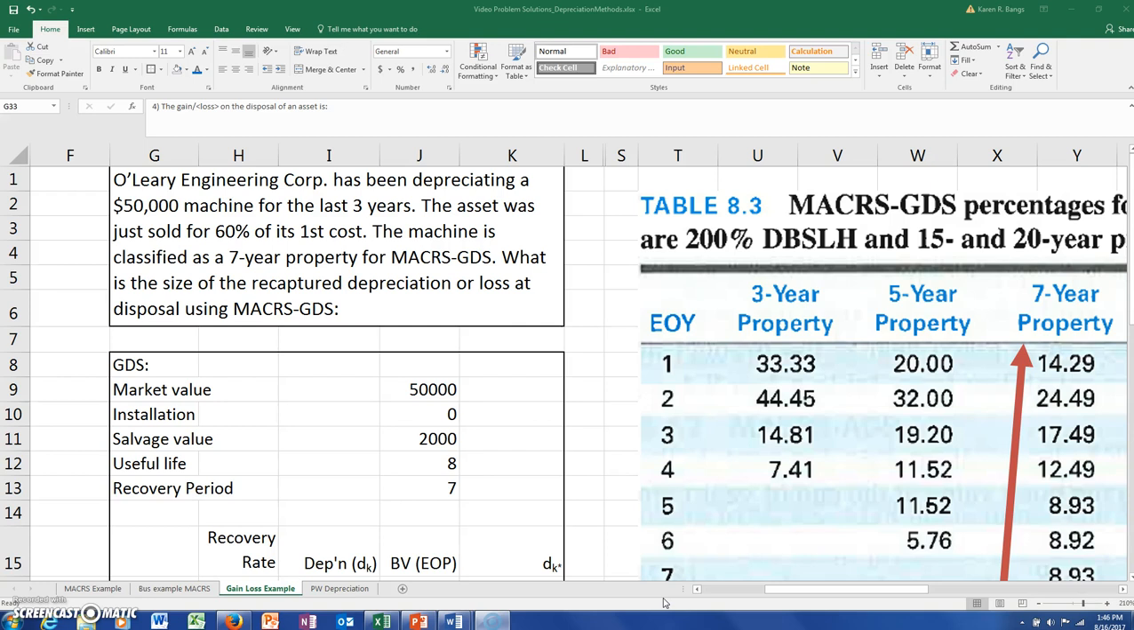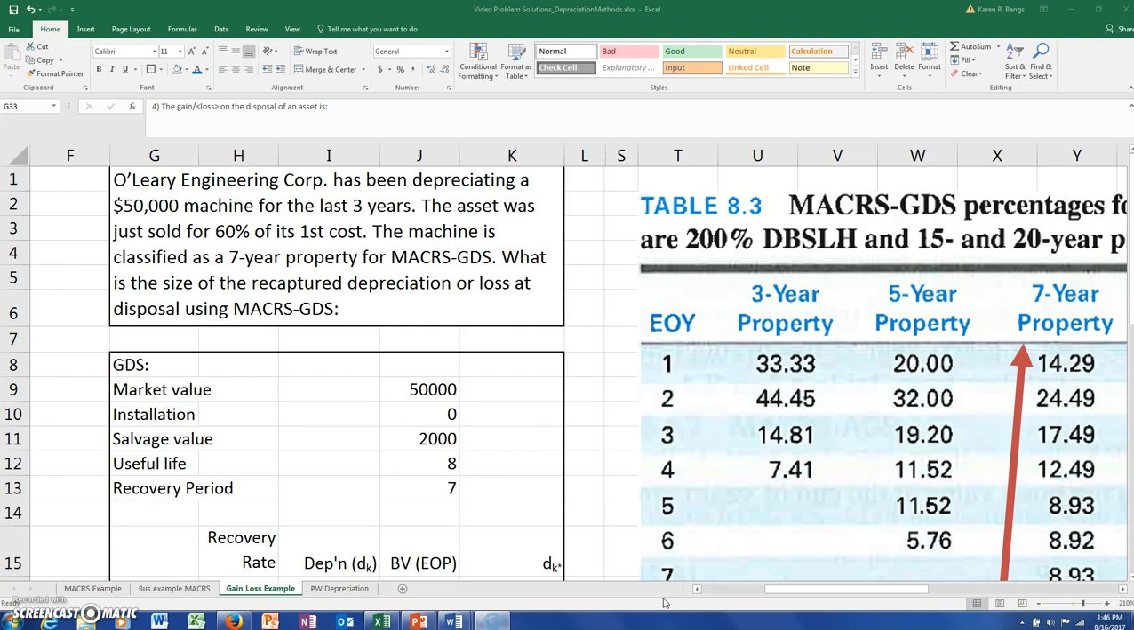In this example, we're going to add an additional complexity of what do we do when we dispose of an asset, when we stop using it. How do we handle the remaining book value, our accumulated depreciation, etc. So let's read the problem statement.